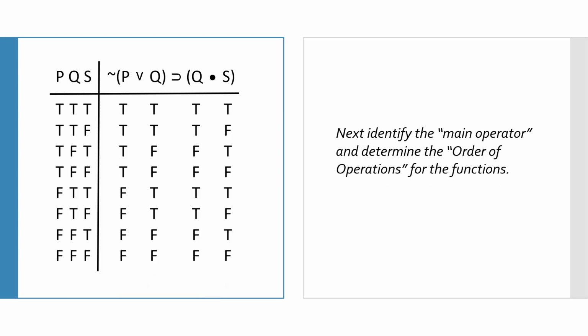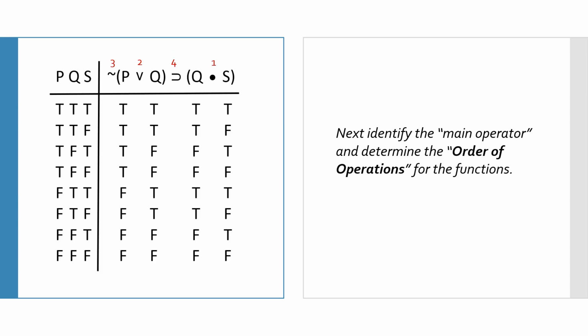Now the next step here is to figure out what your main operator is and also to determine the entire order of operations for all these functions. And of course, in the end, all this is a giant conditional statement. It's just an if-then sort of statement. On one side, I have a negated disjunct as my antecedent. On the other side, I have a conjunction, Q and S, as the consequent of that conditional statement. But in the end, it's just an if-then, and that must be my main operator.